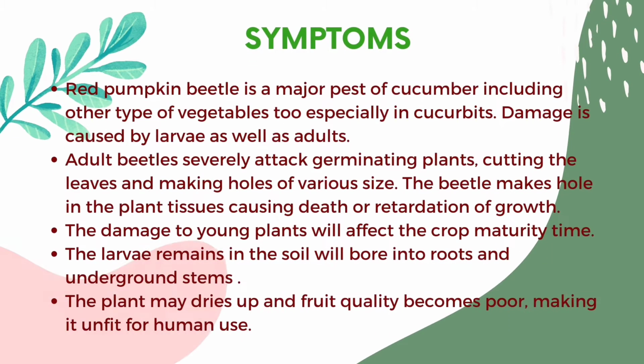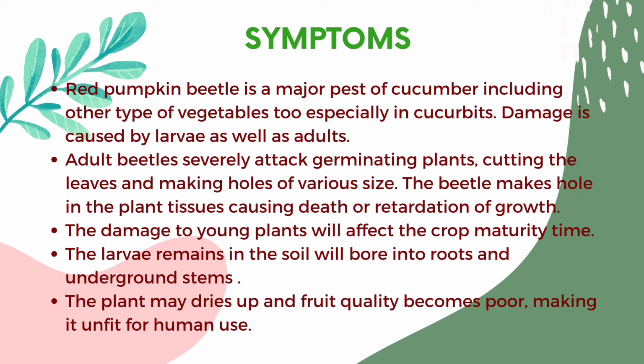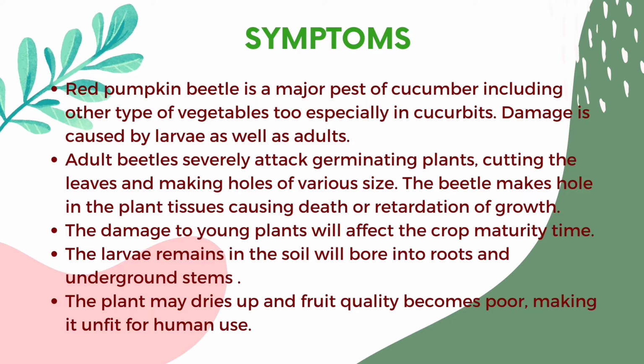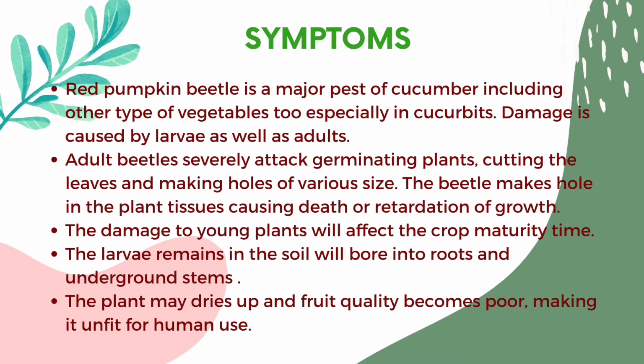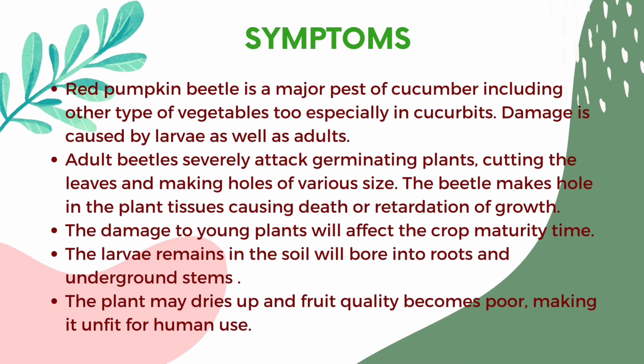Next, I will be talking about the symptoms of the red pumpkin beetle. As we all know, the red pumpkin beetle is a major pest of cucumber, including other vegetables, especially cucurbits. Damage is caused by both larvae and adults. Adult beetles severely attack germinating plants by cutting the leaves and making holes of various sizes. The adult beetle makes holes in the plant tissue, which causes retardation of growth.